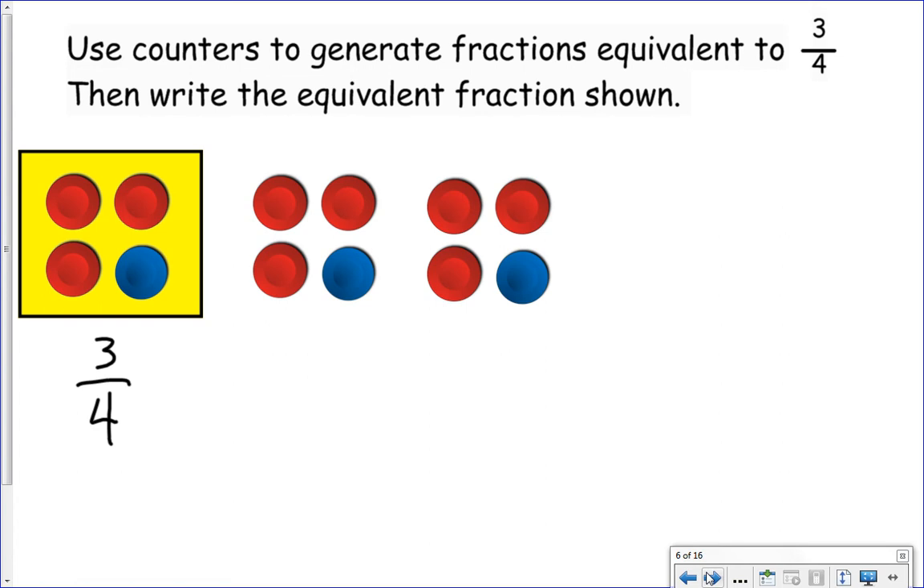So what I'm going to do is I'm going to add these 4 plus these 4 plus these 4 to get my whole number. Okay, so I have 4, 8, and 12. So my whole is going to be 12.